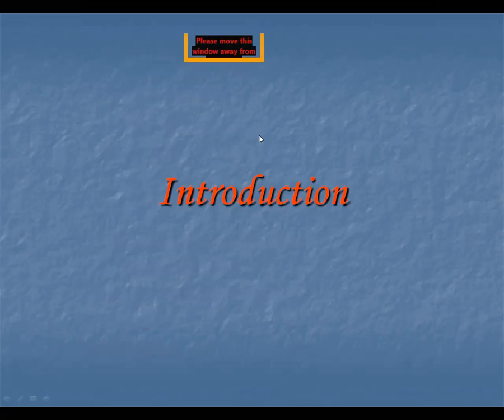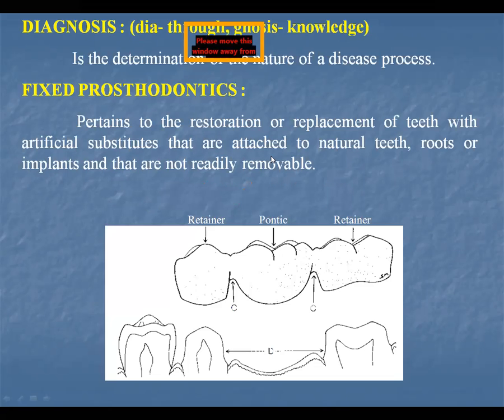Okay. So the introduction includes the first one. Basically, what is the diagnosis? It is the basic determination of the nature of any disease. So if you want to diagnose it, you should know the process of the disease basically. In fixed partial denture, we have three components: the first one is your pontic, the second one is your retainer, and the third one is your connector, which connects all the parts together. So these are the retainers. This is the pontic, and the part connecting your retainer and pontic is your connector. This is the abutment tooth. The prepared tooth is called the abutment tooth.